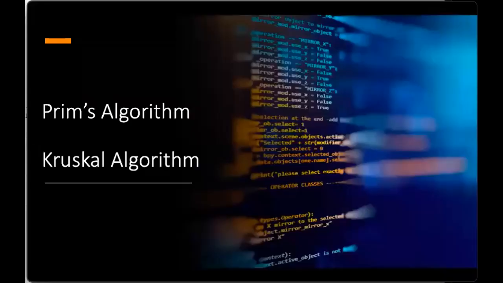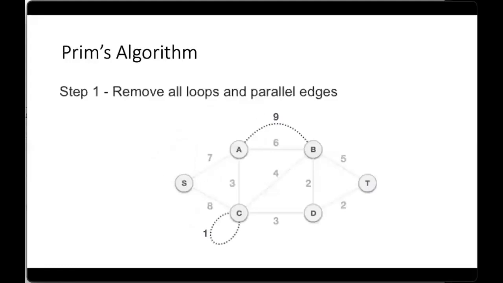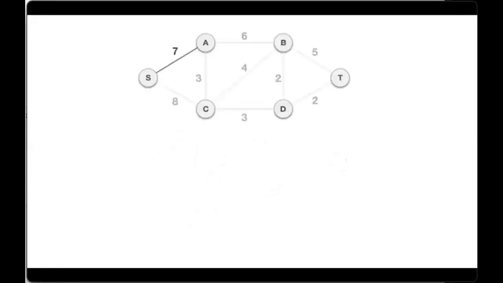For that purpose, we can use two algorithms, Prim's algorithm and Kruskal's algorithm. In the previous class, we discussed Prim's algorithm. In Prim's algorithm, we start with one vertex. If we start with S, Prim's algorithm will select the edge with minimum cost first.